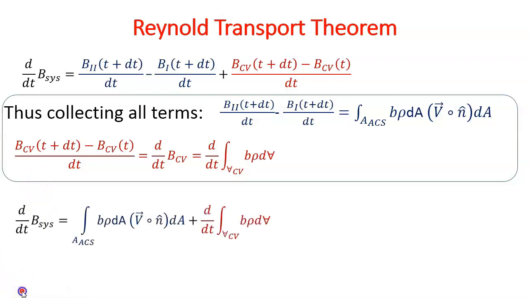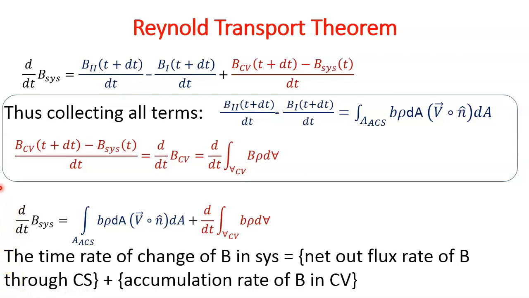So substituting everything together, we obtain the equation which is known in the literature as the Reynolds transport theorem, and it represents the time rate of change of B of the system on the left hand side, which is equal to the sum of two quantities. The first quantity is the net outflux rate of B through the CS, and the second term is the accumulation rate of B in the control volume.